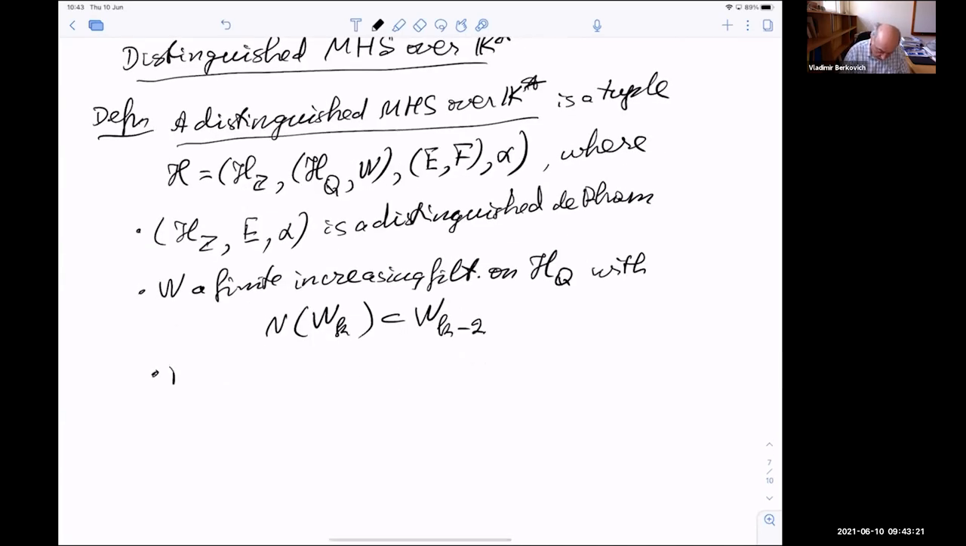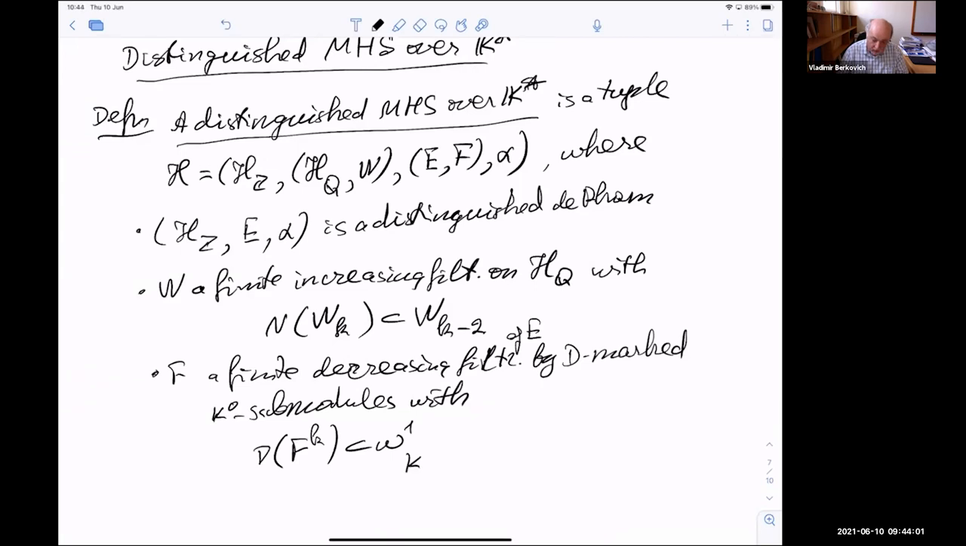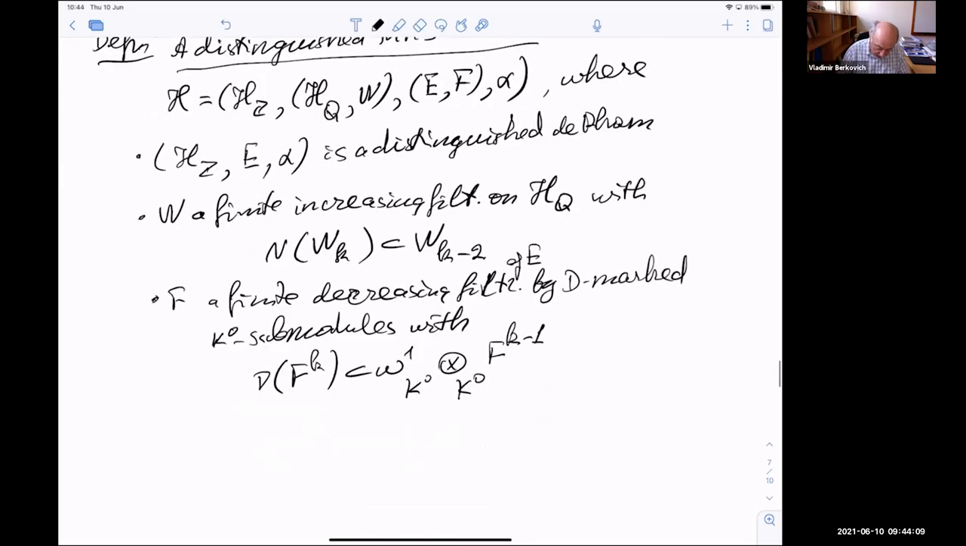Yes. Now, F, a finite decreasing filtration by D marked, you remember that D marked, K naught submodules with the following property, which also looks very familiar. Nabla of Fk is contained in this tensor product. So Griffiths transversality, such that for any bar pi, which is a generator of the maximal ideal, the following triple, now I will explain.